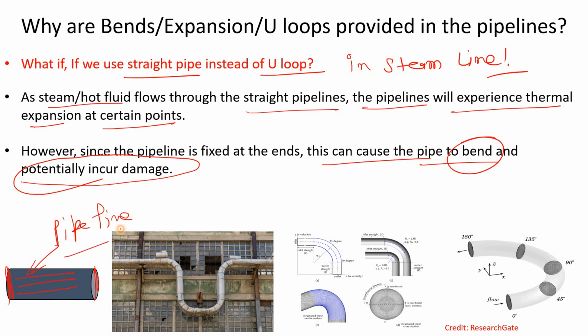I hope you understood my point, what I want to say. When we use the straight pipe in a steam line or in a hot fluid line, that's why you will see that we provide the expansion loop. Now I hope you understood that when we use the straight pipe instead of a U loop in a steam line, what could happen.